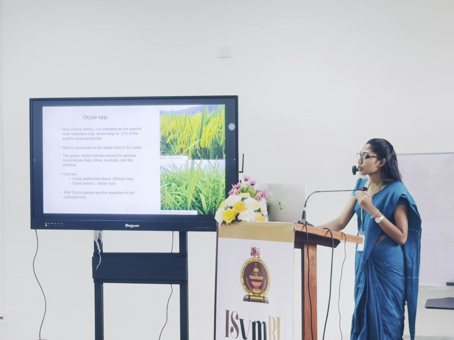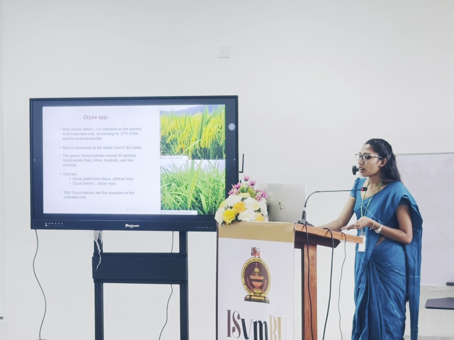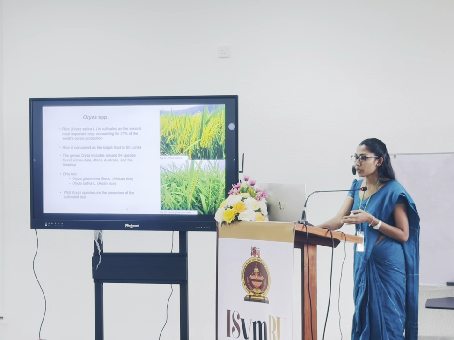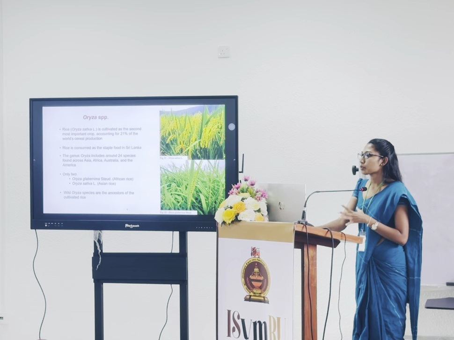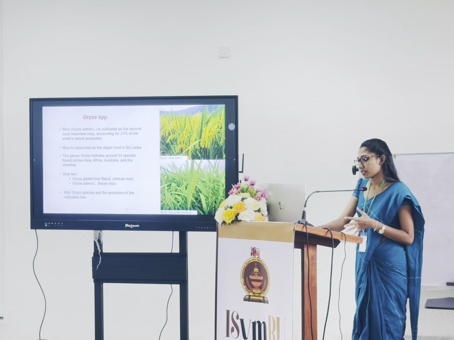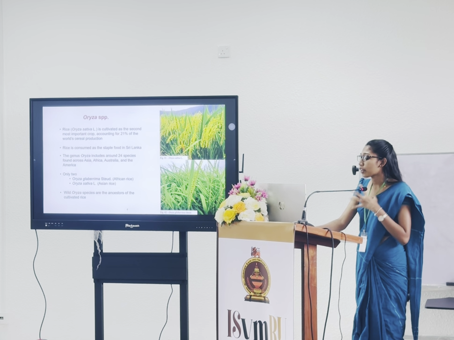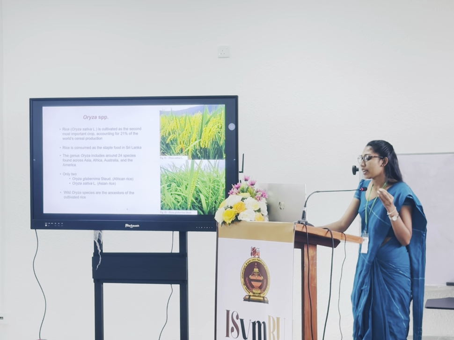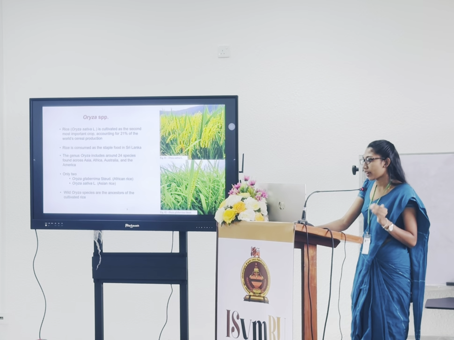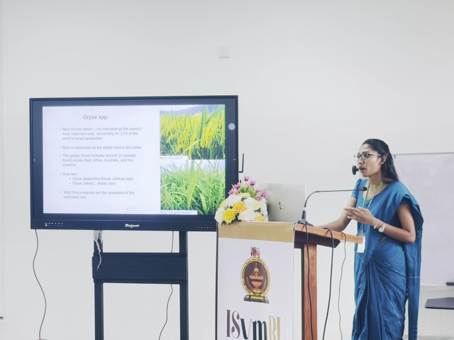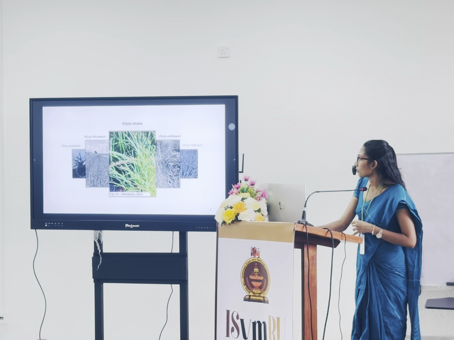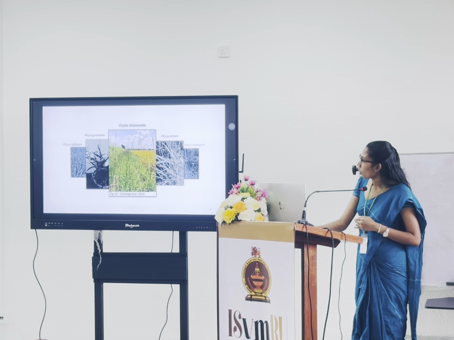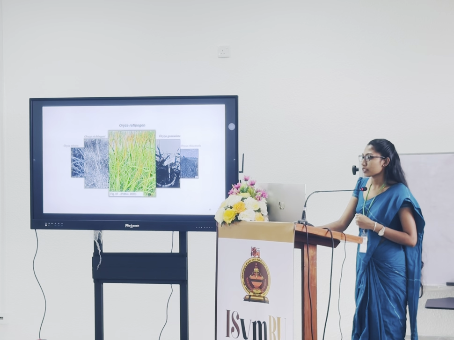But from that, only 2 species are cultivated. Those are Oryza glaberrima and Oryza sativa. Oryza sativa, or the Asian rice, is the one that we consume. The other 22 species are wild Oryza species, which are considered the ancestors of the cultivated rice. From these 22 wild species, only 5 can be found in Sri Lanka: Oryza nivara, Oryza eichingeri, Oryza granulata, Oryza rhizomatis, and Oryza rufipogon.